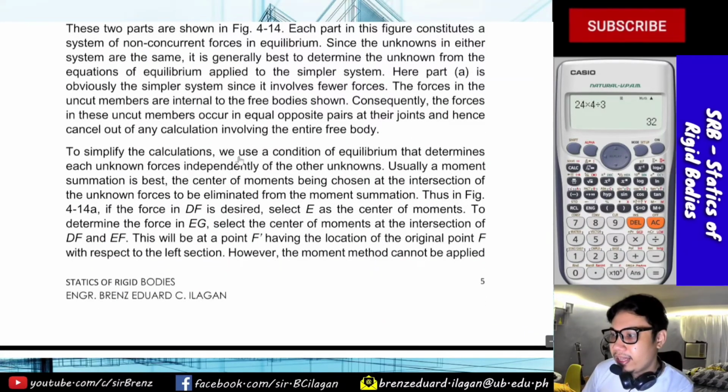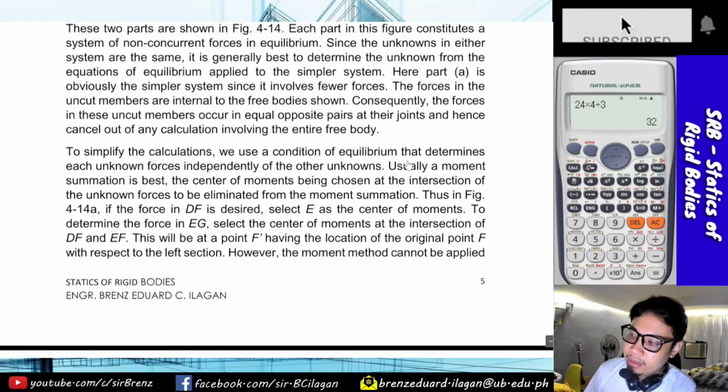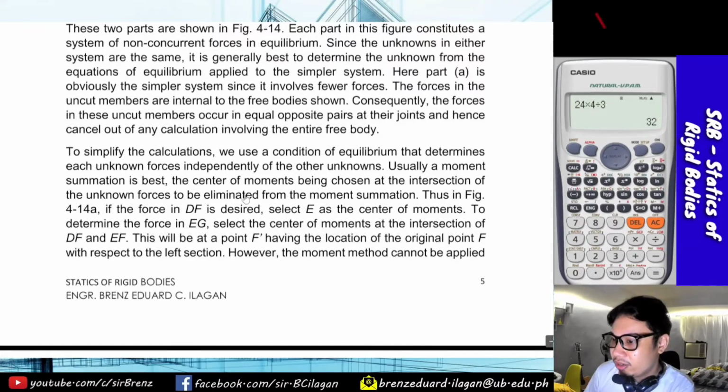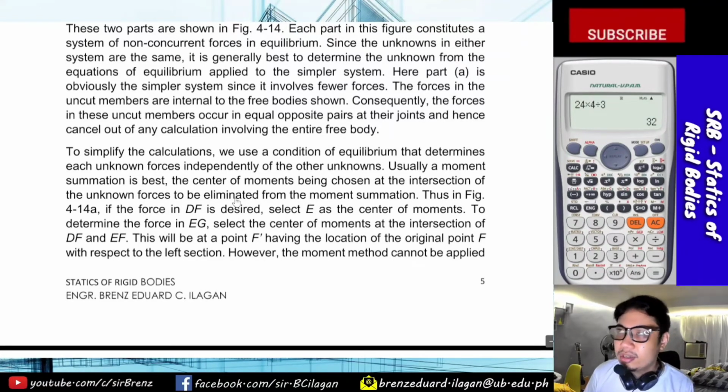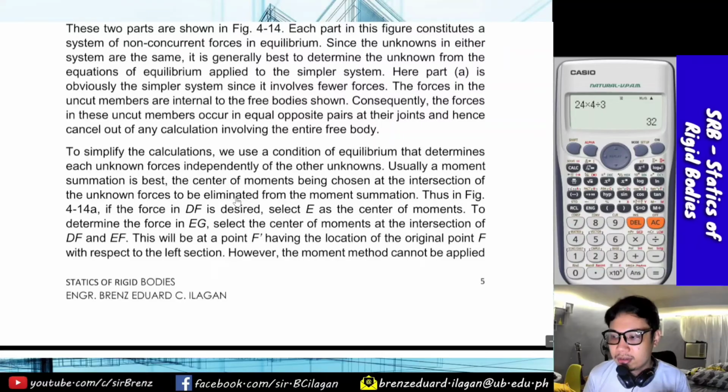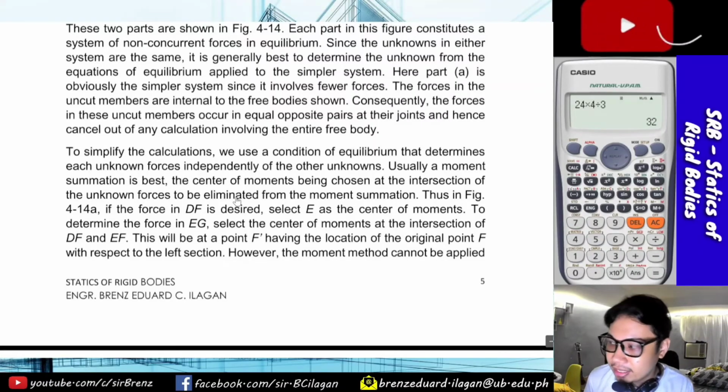So, to simplify the calculation, we use a condition of equilibrium that determines each unknown force independently of the other unknowns. Usually, a moment summation is the best, the center of moment being chosen at the intersection of the unknown forces. So, kapag summation ng moment nga, expect mo na meron kang dalawang member or merong point doon kung saan yung dalawang member is magiging concurrent. With that, malalaman mo yung isang force kasi kung yung dalawa ay ma-eliminate na, so ibig sabihin may mahanap ka ng isa.